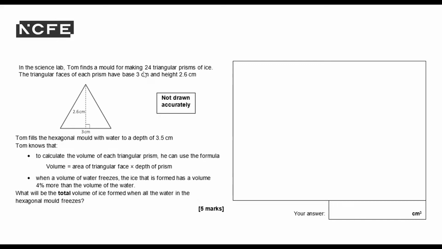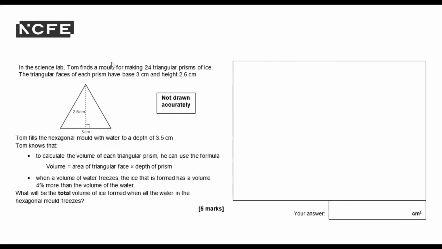When a volume of water freezes, the ice that is formed has a volume 4% more than the volume of water. What will be the total volume of ice formed when all the water in the hexagonal mould freezes?